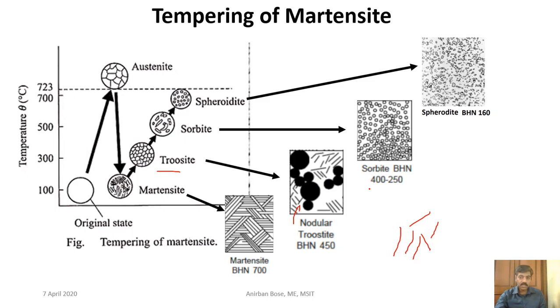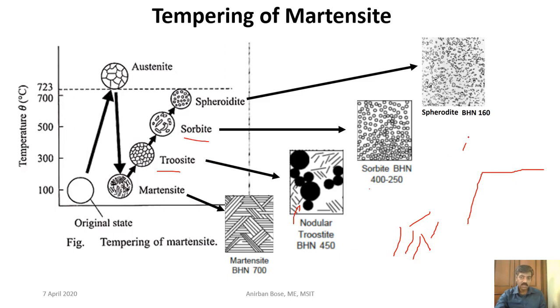If the temperature is say 400 to 500 degrees centigrade, maybe you will get this kind of sorbite structure, where you can see more spherical particles present. So at a higher temperature, keeping it for a long time, you will get this sorbitic structure.